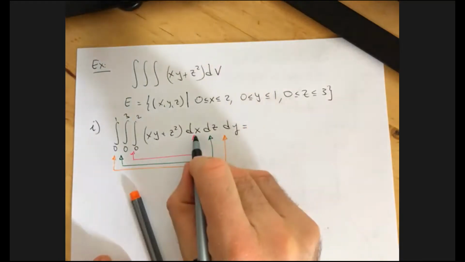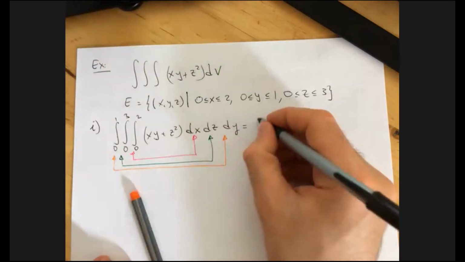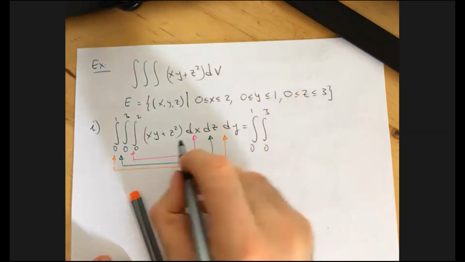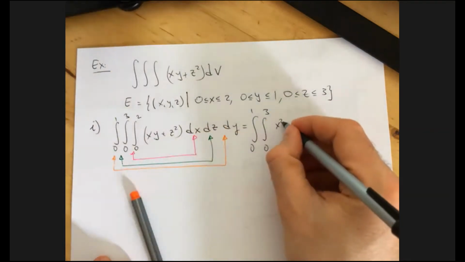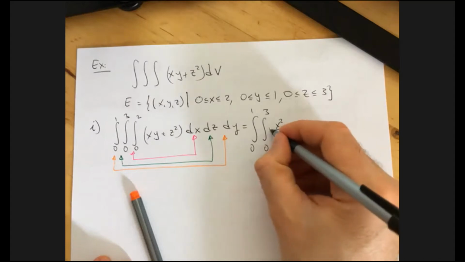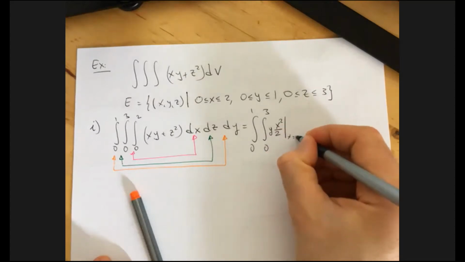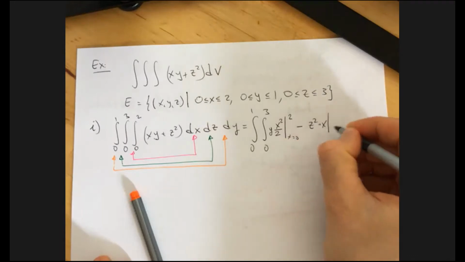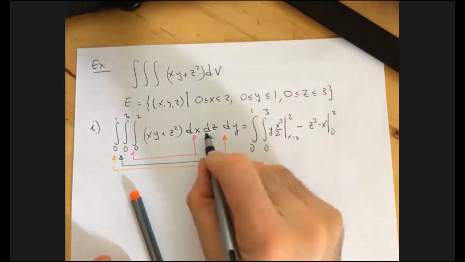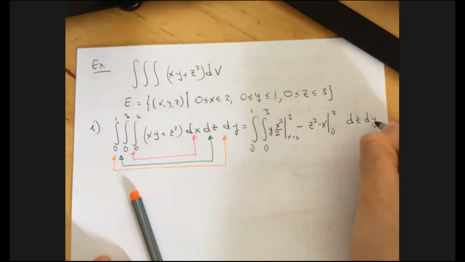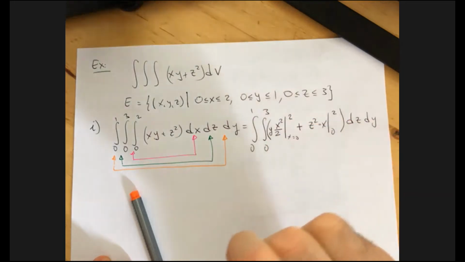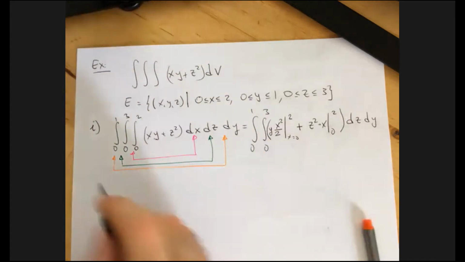Okay, so first I integrate with respect to x, right? Means I treat y and z squared as constants. So the double integral from 0 to 1, 0 to 3. Integral of x is x squared over 2 times y, where x goes from 0 to 2, plus z squared times x evaluated from 0 to 2. And then I'm left with dz, then dy. Yes, it's plus. Thank you. And then solve this.